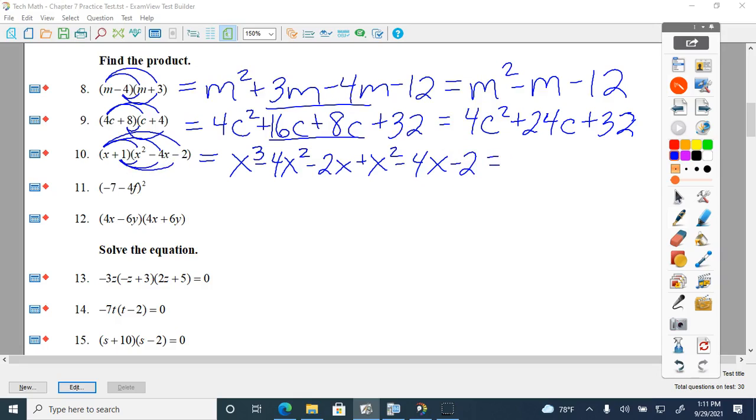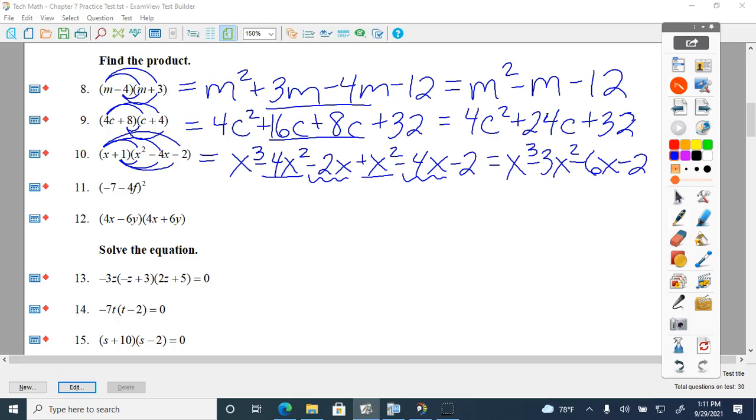And then again, add your like terms. So you get x to the third. We have a negative 4x squared and a positive x squared. That will be negative 3x squared. We have a negative 2x and a negative 4x, which will be negative 6x, minus 2 for our final answer. All right.